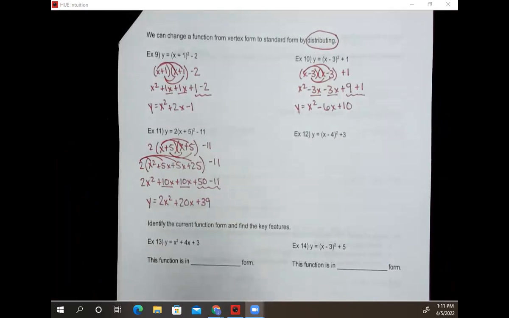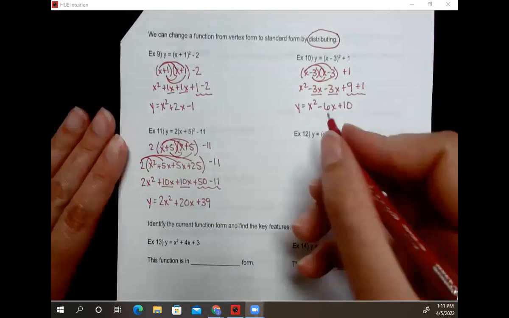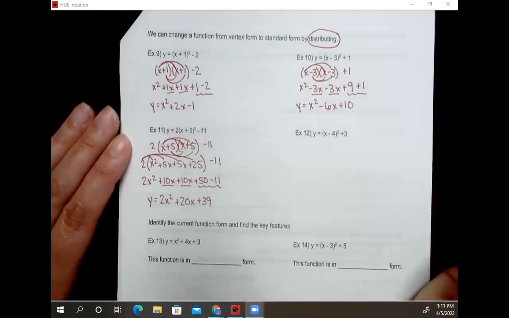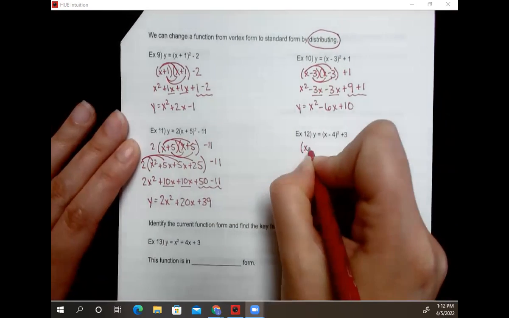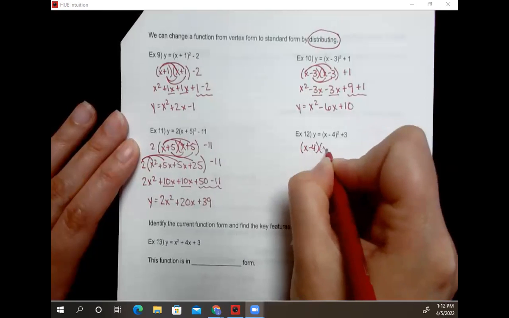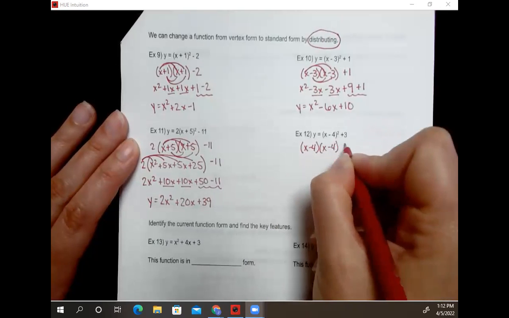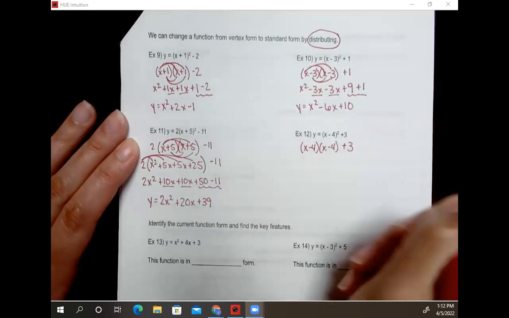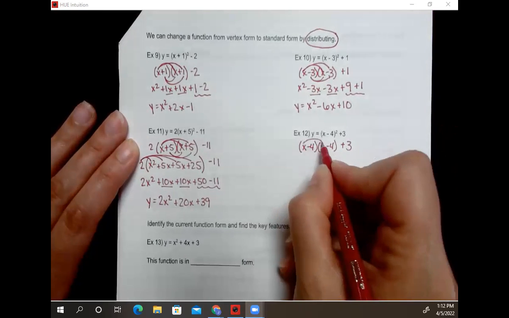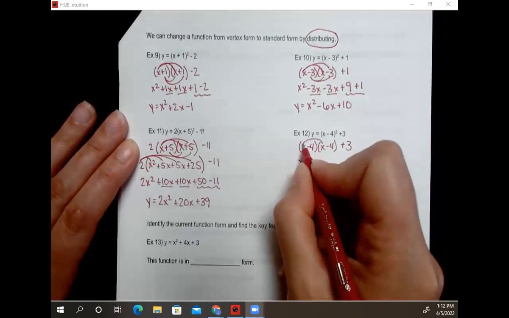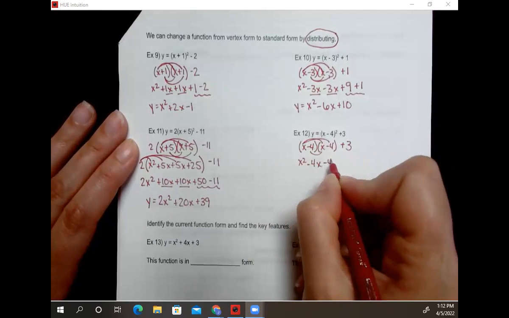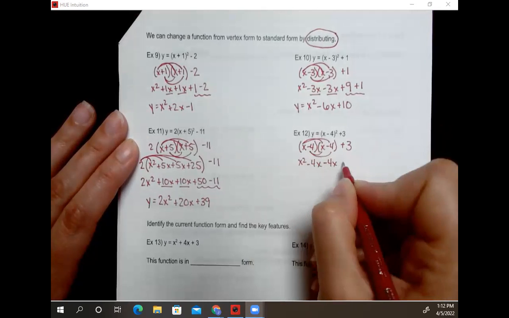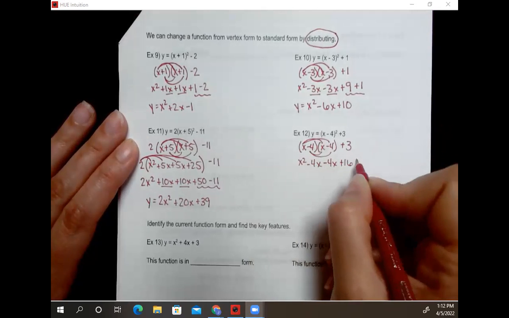So 12 is like 9 and 10. I've got no visible lead coefficient here, nothing to worry about multiplying in. So I'm going to take that squared thing and write it twice. X minus 4 times x minus 4. Don't forget the plus 3 at the end. And distribute. So x times x is x squared minus 4x minus 4x plus 16, and then that plus 3 at the end.